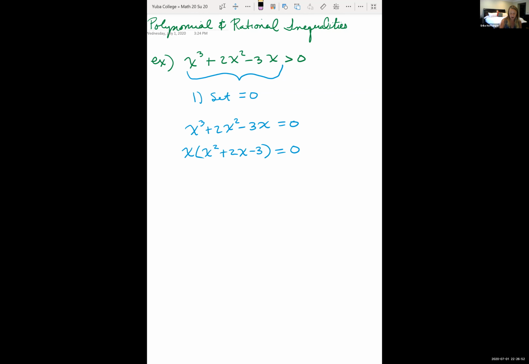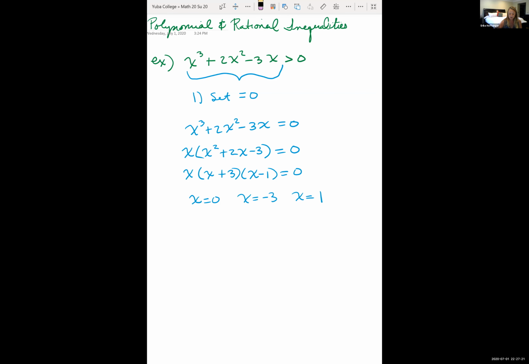And then I noticed that the trinomial inside the parentheses can also be factored further. The numbers that multiply to give us -3 and add to give us 2 are +3 and -1. So we can factor that as x times (x plus 3) times (x minus 1) equals 0. So x is equal to 0, x is equal to -3, and x is equal to 1.